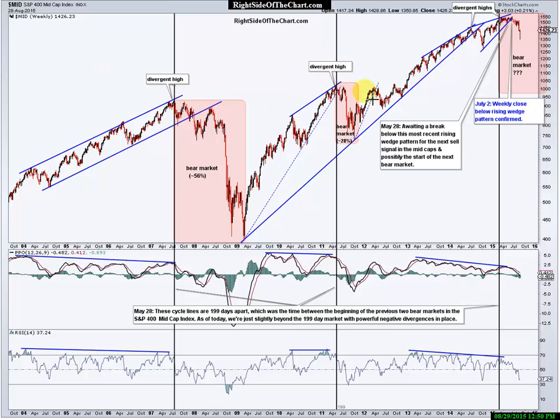They marked that high, and you can see it wasn't very far. We just passed the 199-day mark by a little bit here, with really, for the most part, the mid-caps going nowhere from that point. It just really traded sideways, made a slightly higher high, and then rolled over. So this, again, speaks to the case that the mid-caps are most likely in a bear market, with more downside to come.